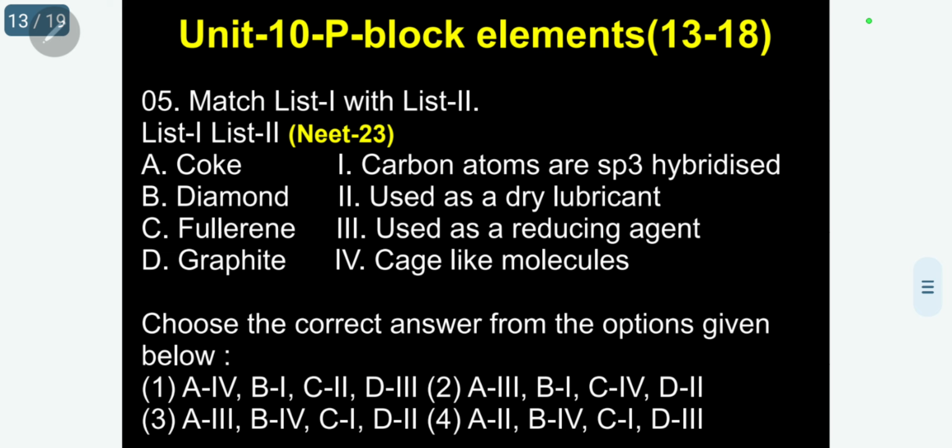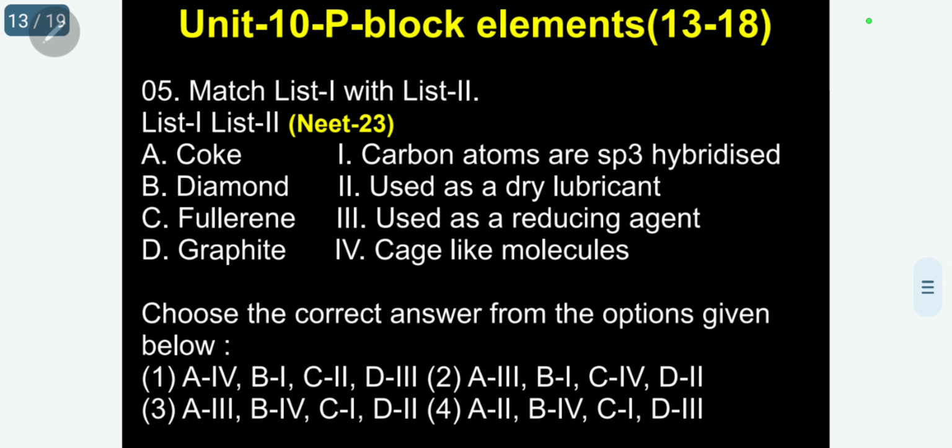So you should correlate this very, very carefully. Now, answer 2 may be the correct answer. How? Let me explain, kindly follow. A is coke. Coke is normally used as a reducing agent.